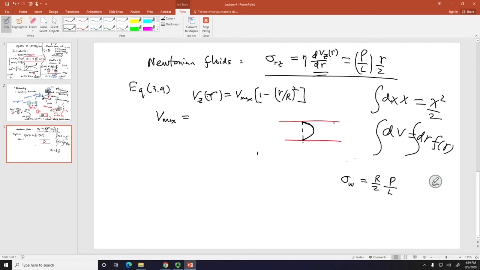And sometimes we like to call this 2R equals D. So it's really PD over 4L. Okay? That's the wall stress. So in terms of that wall stress, there's got to be, for Newtonian, right, viscosity and shear rate at the wall. How about that? Yeah, should be. Because that Newtonian law should apply everywhere for every layer of those onion layers.